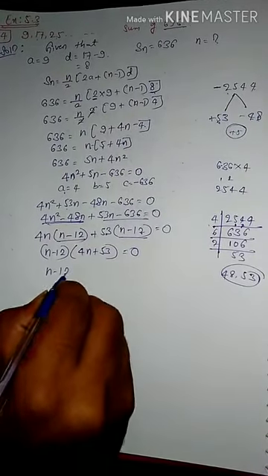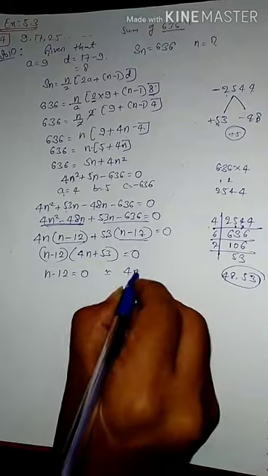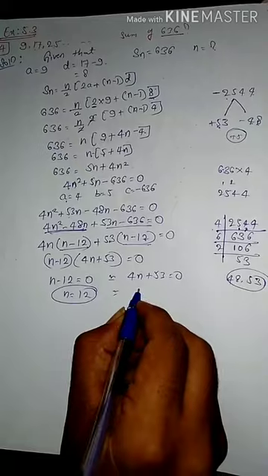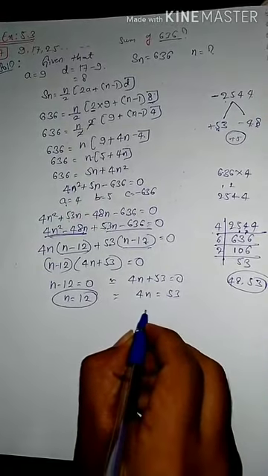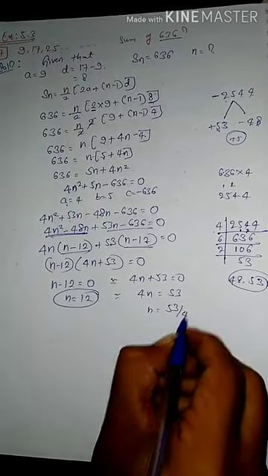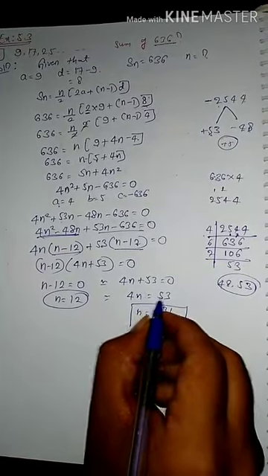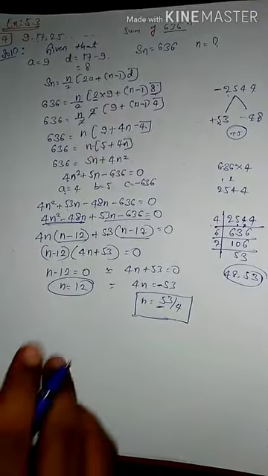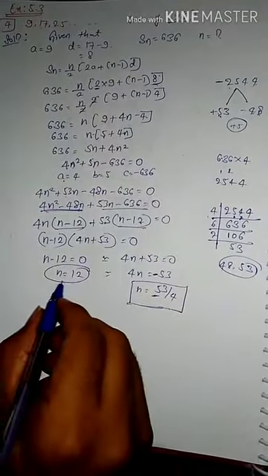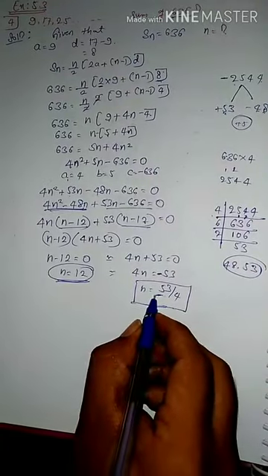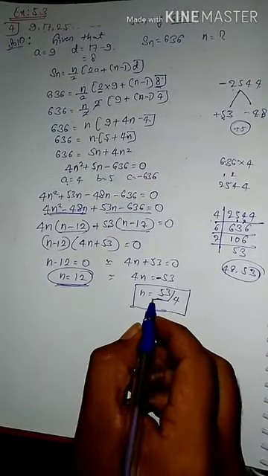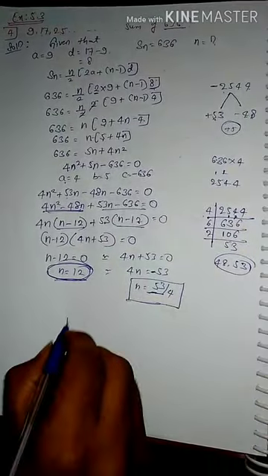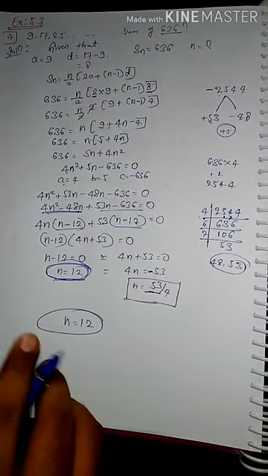So n minus 12 is equal to 0 or 4n plus 53 is equal to 0. So n is equal to 12, or 4n is equal to minus 53, so n is equal to minus 53 divided by 4. Here we already know that n is always a positive integer. n is not a fraction, not a negative integer and not a decimal number. Therefore we can only consider the positive integer, so n is equal to 12. Hence the number of terms in this AP is 12.